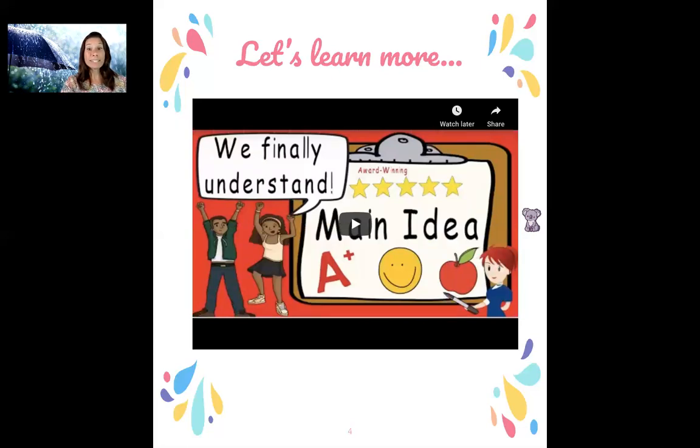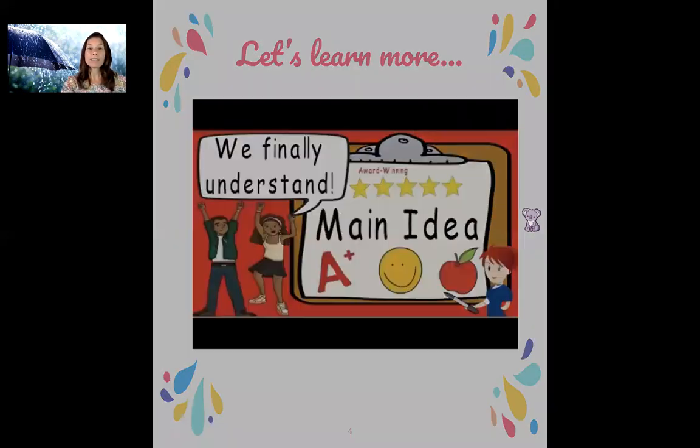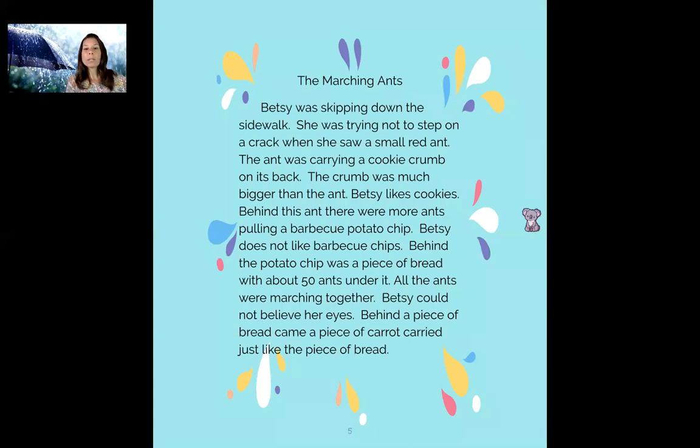Did that make sense? I hope so. Let's practice again. We're going to practice with this paragraph here called The Marching Ants.